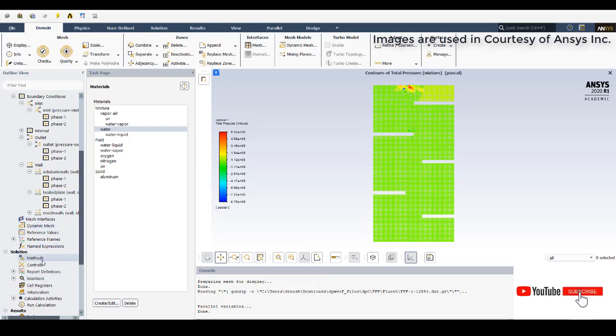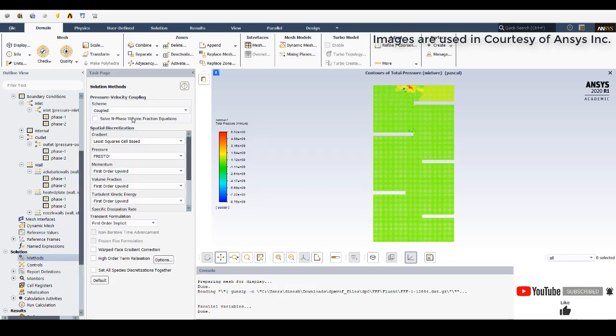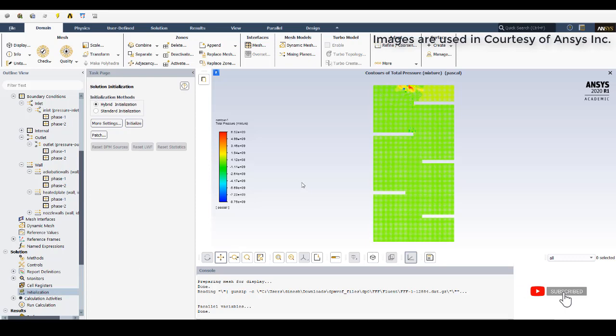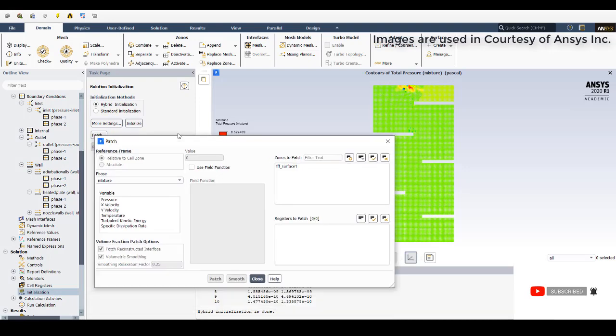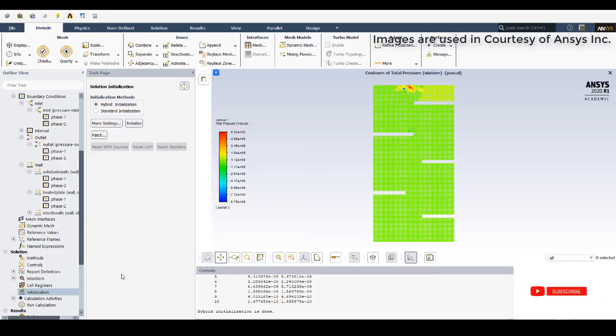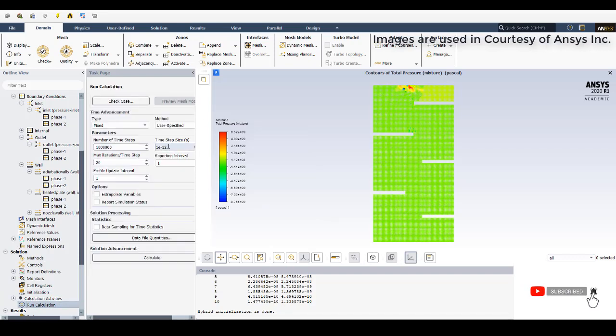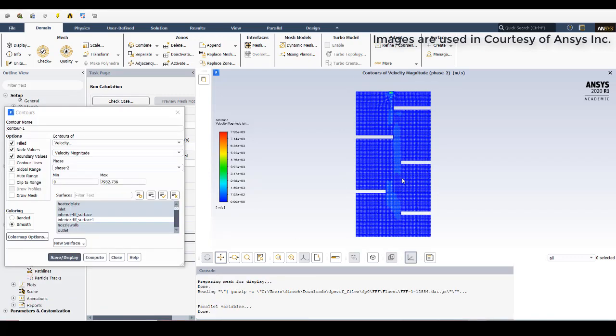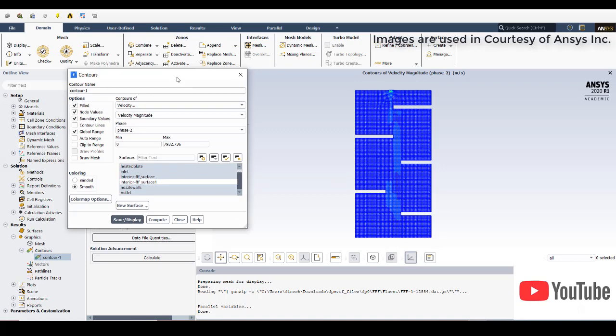Then you go to the methods. I have selected the coupled model, click on initialize, next click on patch, and in the patch I have patched the entire domain with only air. So you need to select this phase and set a value of 1, patch it, and after that water vapor is 0, again patch it. So close, run calculation. I've used this as my time step because of the huge pressure, and just click on calculate. The simulation has been completed, and I'm just showing you the contours.